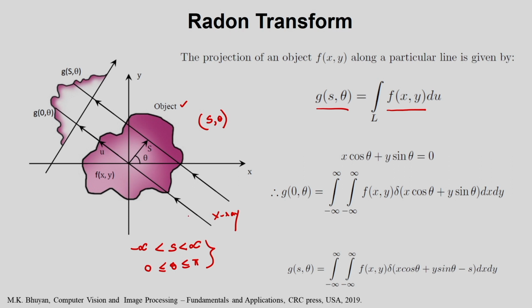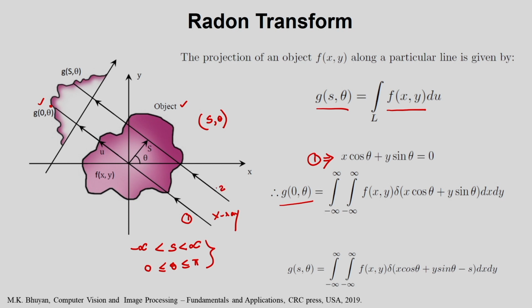In my last class, I showed, suppose corresponding to this line number 1, the equation of the line is x cos theta plus y sin theta equal to 0. And corresponding to this, my projection is g(0, theta). So if you see here, g(0, theta) is this projection at this point. And after this, I am considering g(s, theta). What is g(s, theta)? The projection of the second line.